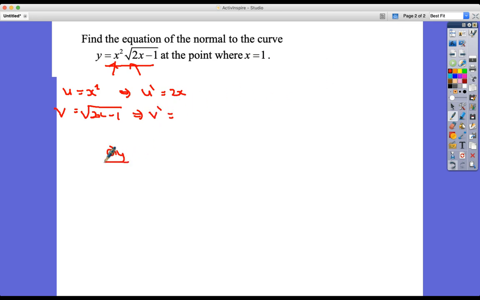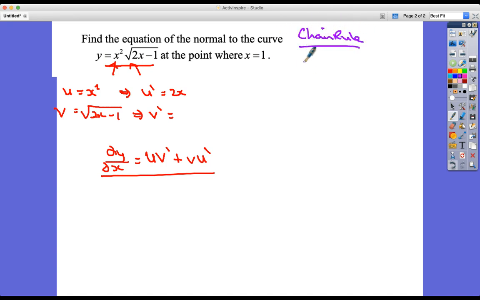Ultimately, I'm looking to find dy by dx to give me the gradient of my tangent, followed by the gradient of my normal, by the product rule. So uv dash plus vu dash is what I'm going to be using eventually, but I need to find this v dash first. So up here in a different color, I'll do some chain rule.